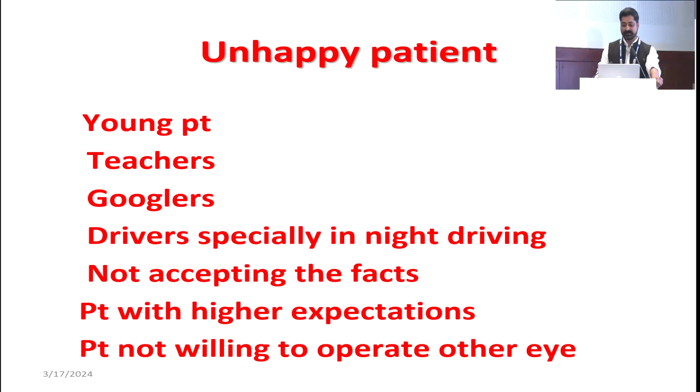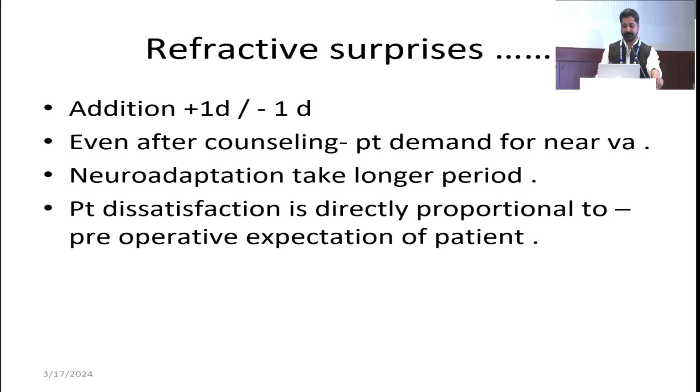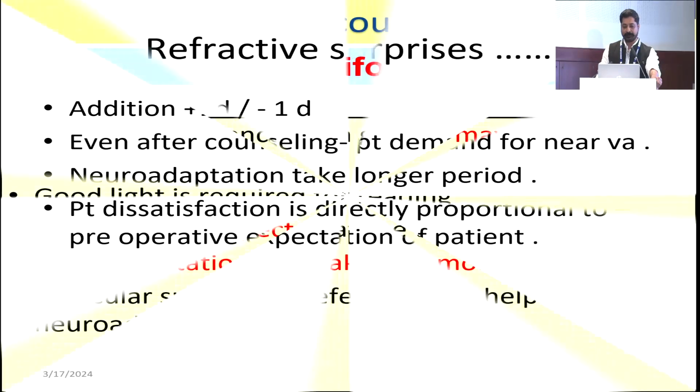Patients with higher expectations, and patients not willing to operate the other eye, as Amit said, because only if you operate the other eye will the patient be satisfied. Refractive surprises are always there, an additional +1 or -1 diopter. Even after counseling the patient, there is demand for near vision. This happens so many times. As said, neuroadaptation takes a longer period. Patient dissatisfaction is directly proportional to the preoperative expectations of the patient and the cost he paid.